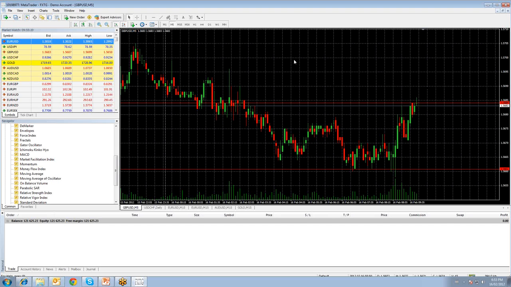Okay, so I will show you exactly what I mean. This is a resistance 1 line, guys. This is a support line. Pivot line is right here in the middle.